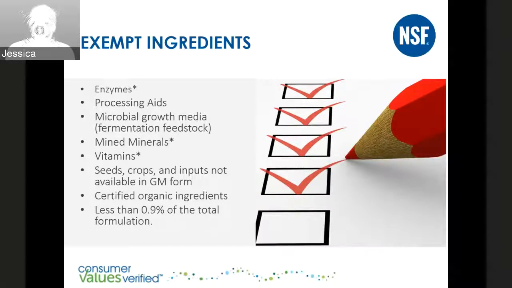Processing aids not present in the finished product, and we would just need documentation to show that it's not present in the finished product and how it's not. Fermentation growth media for microbial products, provided that the input is an additive or a food ingredient. Non-viable inactivated microbes and their products in the food and feed, and again, there's some additional qualifications if the product's a dietary supplement. Mined minerals, and excluding chelated minerals. Vitamins in food and feed.